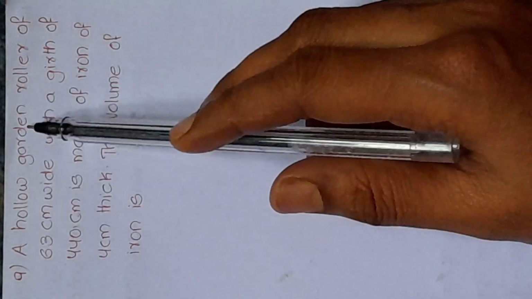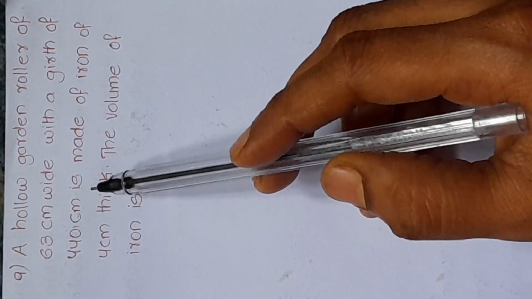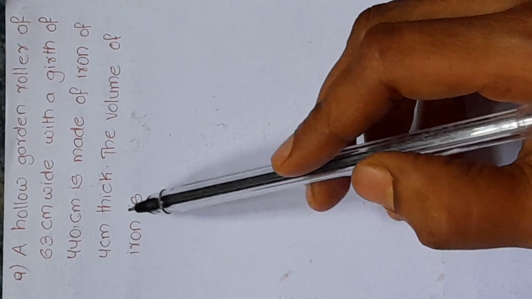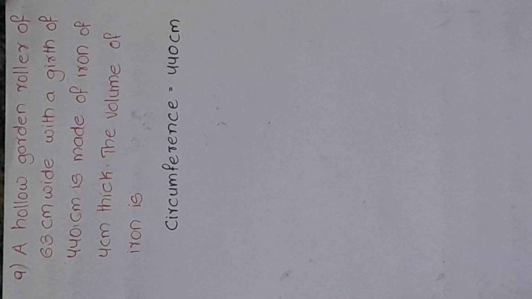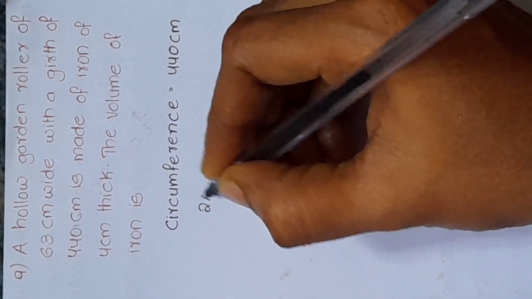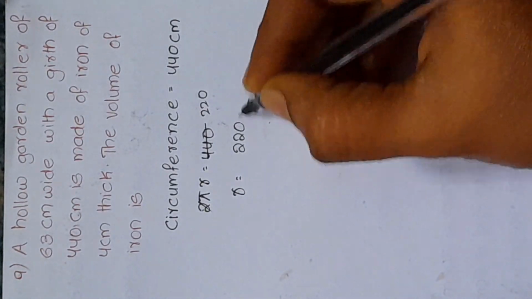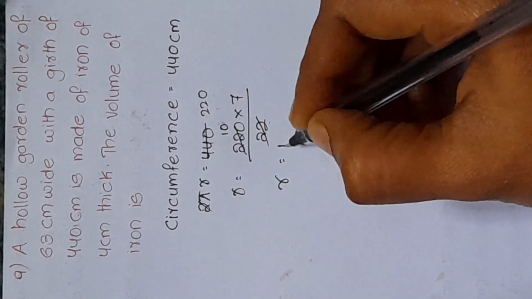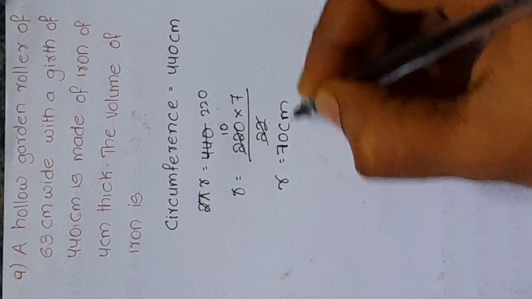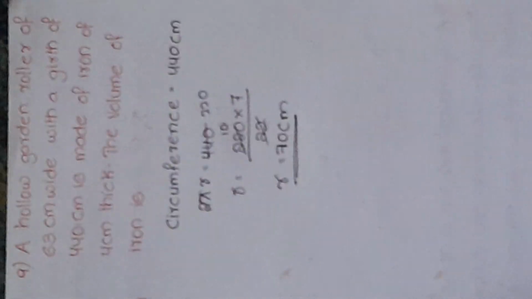Ninth question. A hollow garden roller of 63 centimeters wide with the girth of 440 centimeters is made of iron of 4 centimeters thick. The volume of the iron is. The circumference is 440 centimeters. From this we can find the r value. Circumference is 2 pi r, 440, 220. R is equal to 220 into 7 by 22, 10 times. So r is equal to 70 centimeters. That is the radius is 70 centimeters. We found the outer radius. We should find the inner radius now.